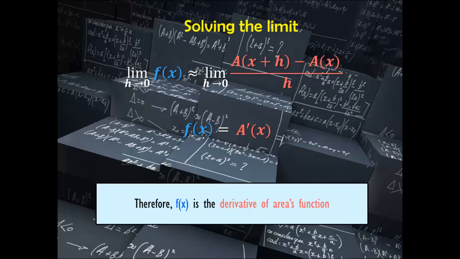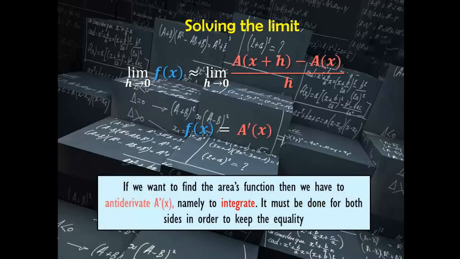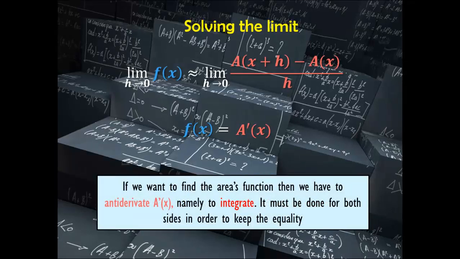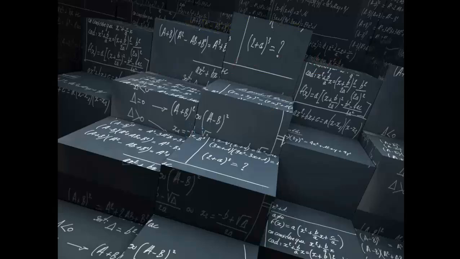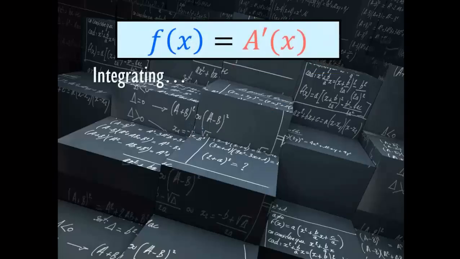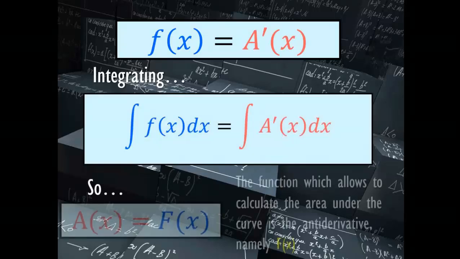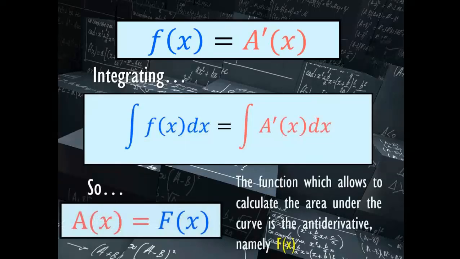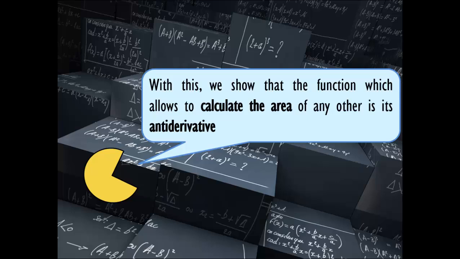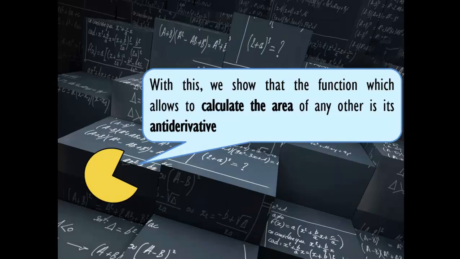Therefore, the function we were looking for, the value of its area under the curve, is equal to the derivative of the area's function a of x. So, if we want to obtain a of x, we must remove the derivative. In other words, we have to integrate. Finally, we have just understood the reason why the area's function of any function is the integral of this one, but something is left.